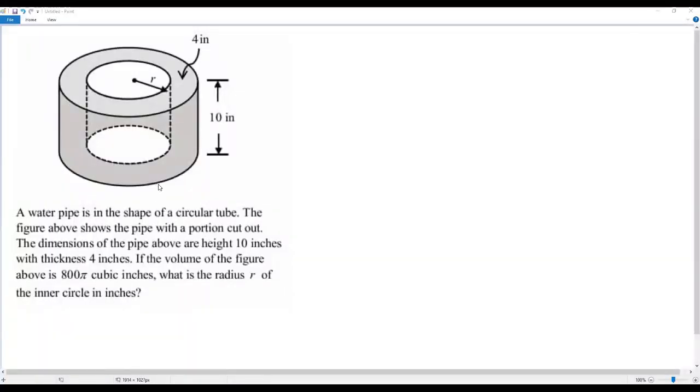Here we have a SAT math problem. Okay, let's go to the question. A water pipe is in the shape of a circular tube. The figure above shows a pipe with a portion cut out. The dimensions of the pipe above are height 10 inches with thickness of 4 inches.